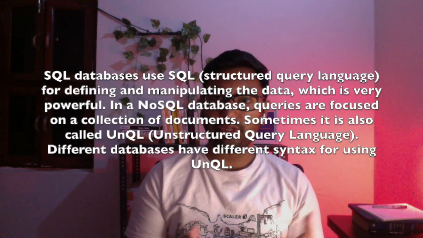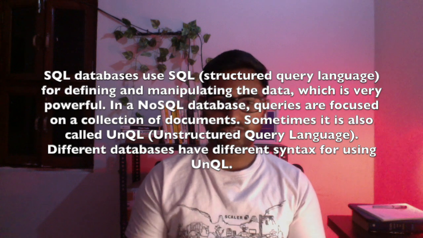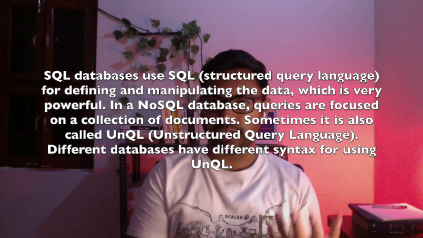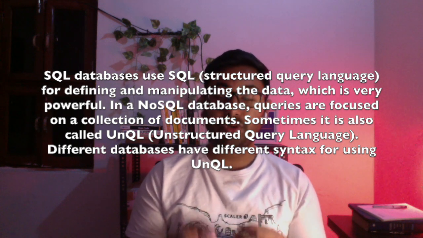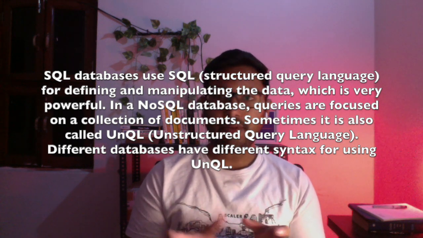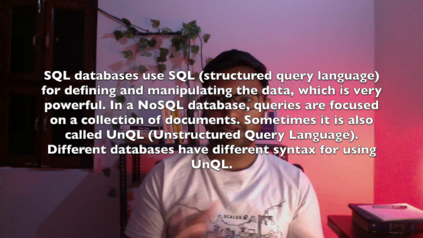Third difference is about querying. SQL databases use SQL, structured query language, for defining and manipulating the data. On the contrary, in NoSQL databases, queries are focused on collections of documents. Sometimes it is called UnQL, unstructured query language.